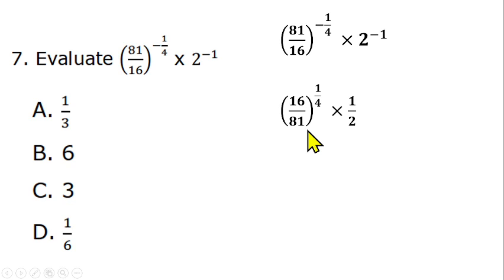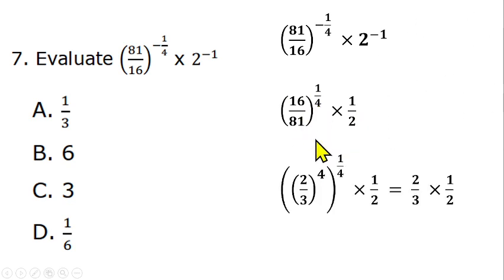That is 3. But if you don't understand that, you can change this 16 to 2 raised to power 4, and change this 81 to 3 raised to power 4 as well. You have something like this: 2 over 3, everything raised to power 4. 2 raised to power 4 gives us 16, 3 raised to power 4 gives us 81.